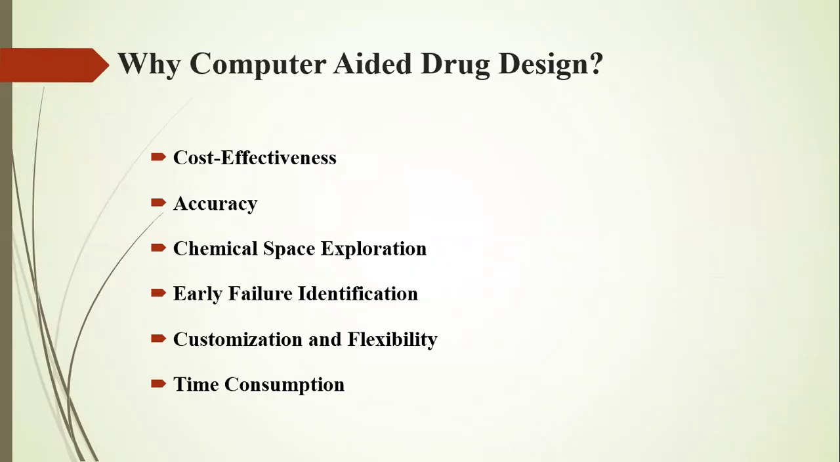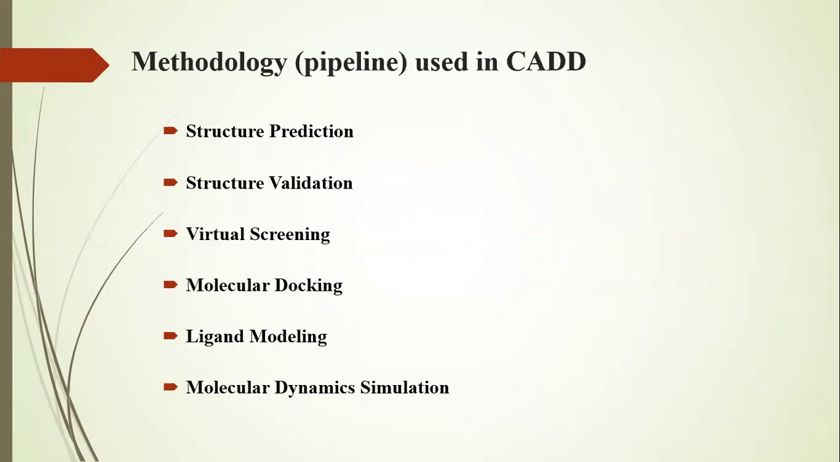For these long-phase experiments, we jump into computer drug design, which is cost effective and also helps with the accuracy of the compound at early stages. You can find at early stages whether the compounds will work in further experiments or not. And most important, it is time saving and cost effective as compared to the conventional drug design method.